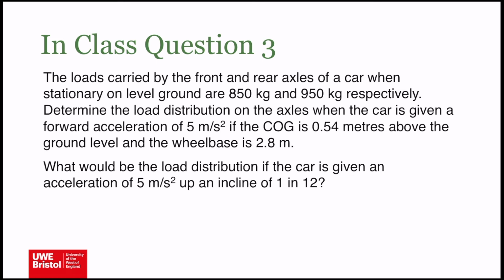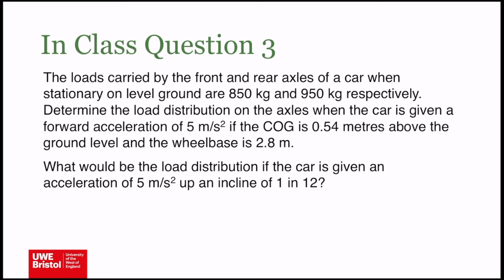So, another in-class question, number 3. Okay, so we've got a different vehicle here. The loads carried by the front and rear axles of a car stationary on level ground are 850 kilograms and 950 kilograms respectively. So those are the masses. Obviously, to get the weight, you need to multiply by g, in newtons.